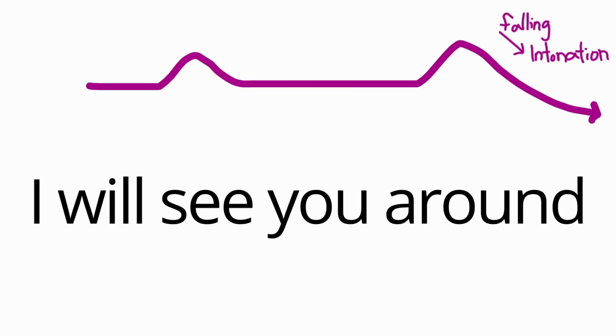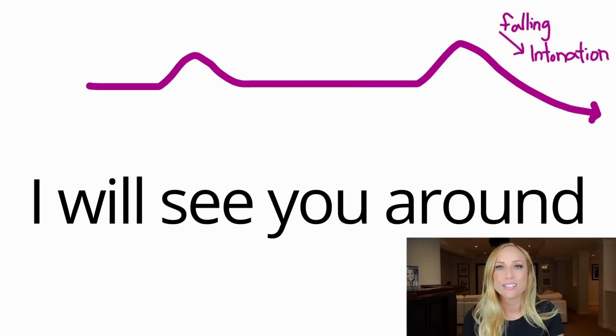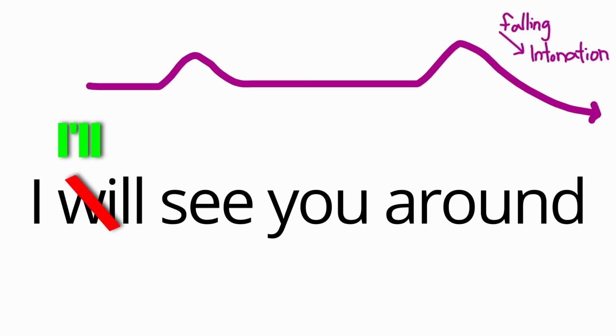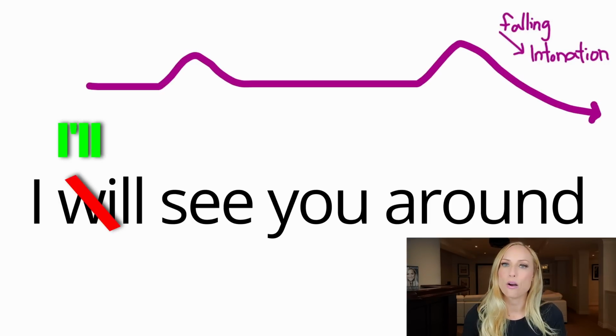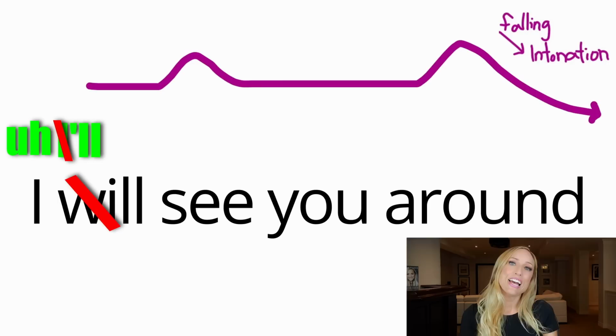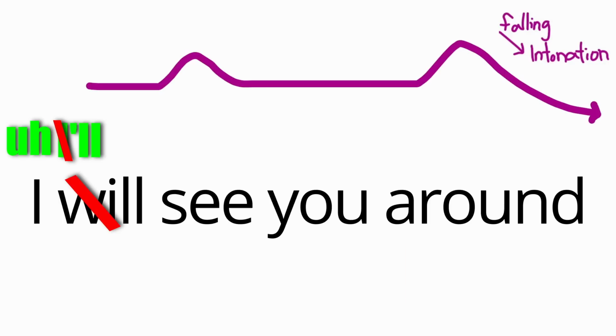I'll see you around. I and will are contracted to I'll. And since the I in I'll is unstressed, the vowel actually reduces to a more quick and neutral pronunciation, sounding a lot more like a schwa, ull. I'll see you around. The L is linked to the word see, resulting in ull-see. I'll see you around.